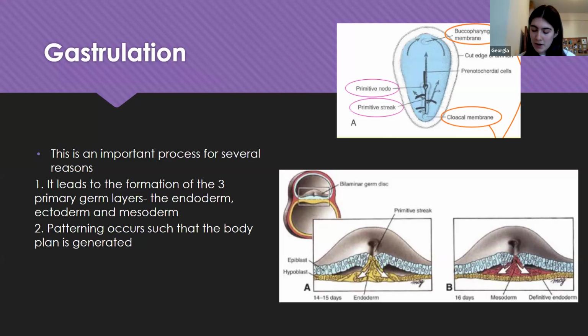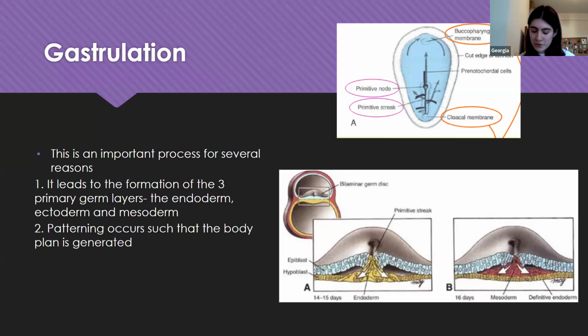The first cells that migrate mix with the hypoblast to generate the primary germ layer called the endoderm. The next cells to undergo this migration become the mesoderm, and finally the epiblast cells that don't undergo the migration form the ectoderm. Germ cells, so those that become the sperm and the egg, are a separate line of cells, but you don't really need to know much about those for your exams.